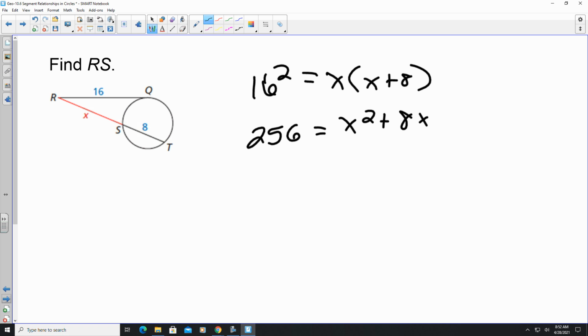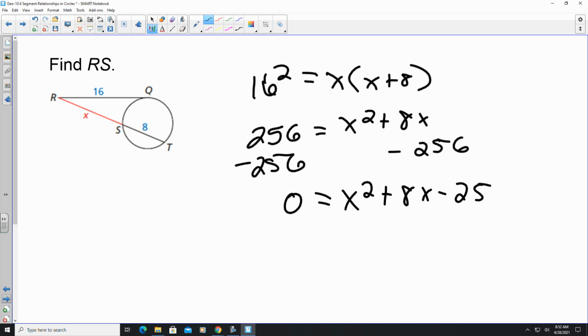Because I have the x squared, this turns into a quadratic. Anytime we have a quadratic, we have to set it equal to 0, so I'm subtracting 256 from both sides, so I got 0 is equal to x squared plus 8x minus 256. Let's see if we can reverse FOIL factor this. So I got x here, plus, minus. All right, is there anything that gives me a product of 256, but their difference is 8?